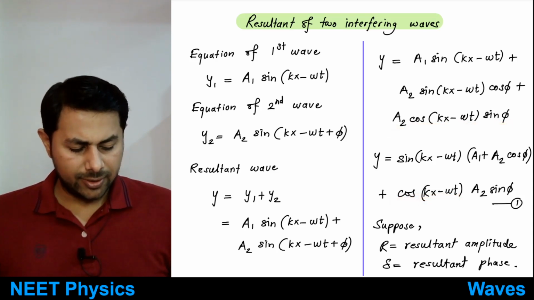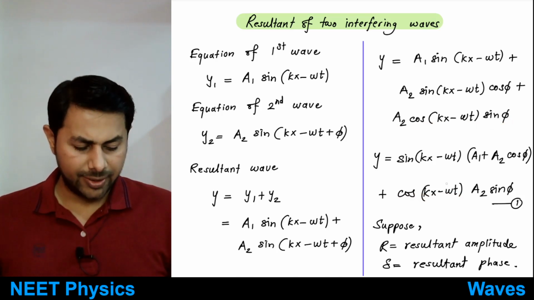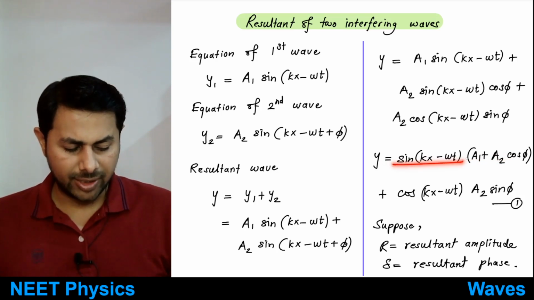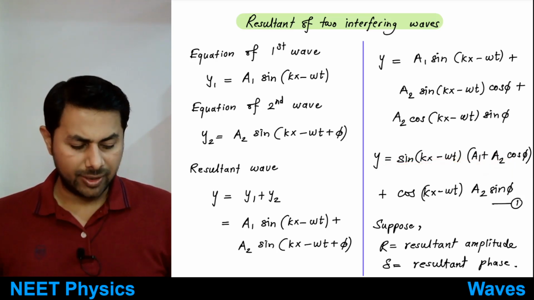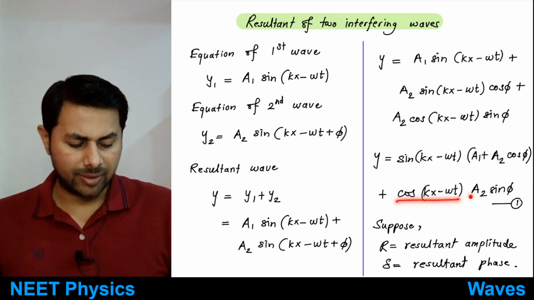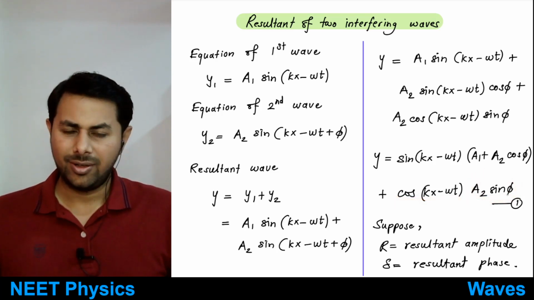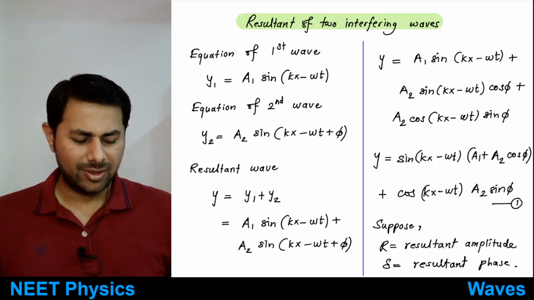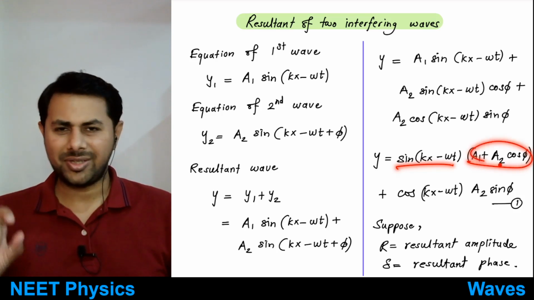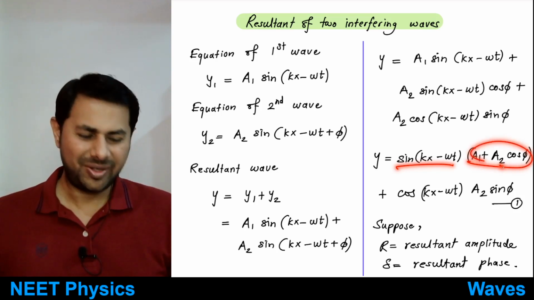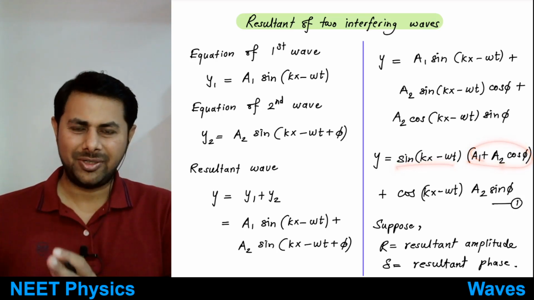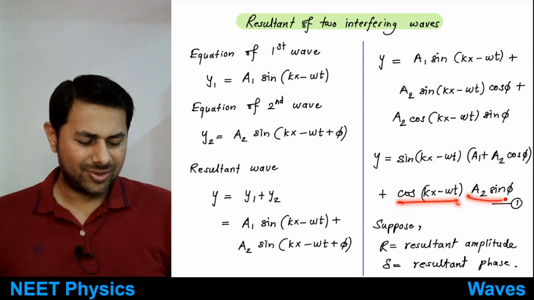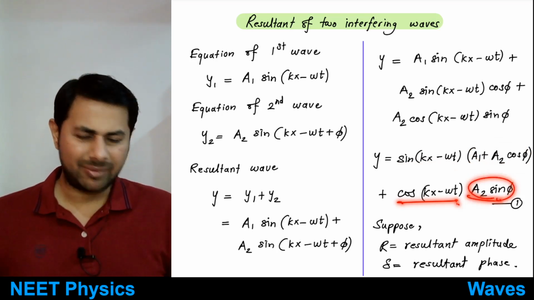Now this can be written as sine of kx minus omega t multiplied by something, plus cos of kx minus omega t multiplied by something. You have sine of a plus b equals sine a cos b plus cos a sine b. So this is sine a, and this must be some amplitude multiplied by cos of some b, and this is cos a, so this must be some amplitude multiplied by sine of some b.